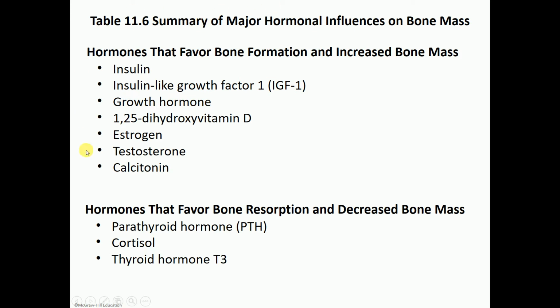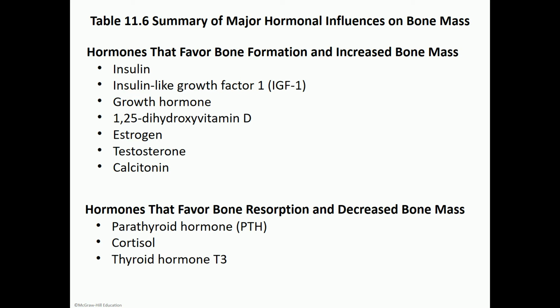Now, on the top here, you'll find all of the hormones that favor bone formation. So these are healthy for our bones and will increase our bone mass. And those are insulin, insulin-like growth factor 1 or IGF-1, growth hormone, vitamin D. So vitamin D is considered a hormone. Sex hormones like estrogen and testosterone, and calcitonin.